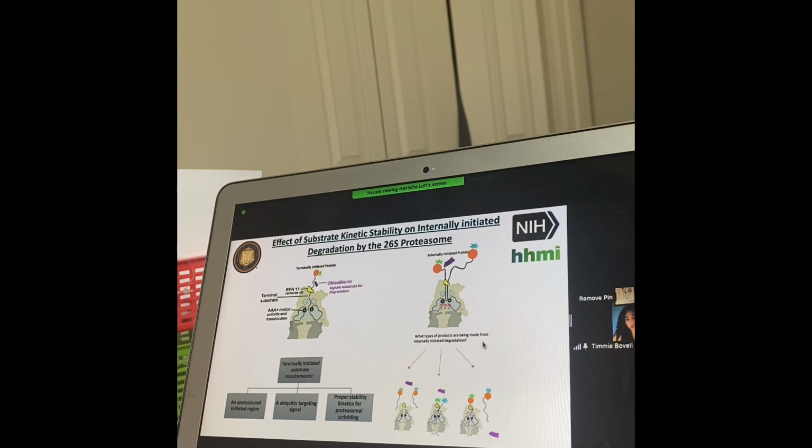Or in the third image, which is based on our hypothesis, based on the stability kinetics, does the proteasome degrade the more unstable domain than the stable domain?